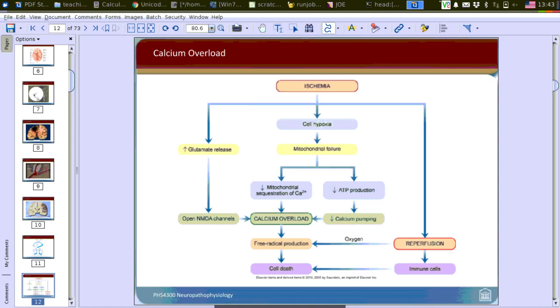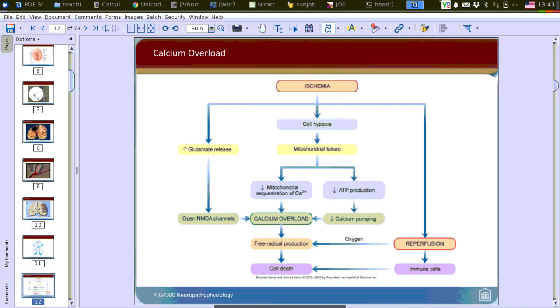This figure is to describe the effects of calcium overload. The figure seems extremely complicated, but I'll go through it and you'll see that it's not too complicated. Essentially, what happens is that with ischemia, whether it's a hemorrhagic stroke or ischemic stroke, whether it's due to an aneurysm or a blockage, it doesn't matter.